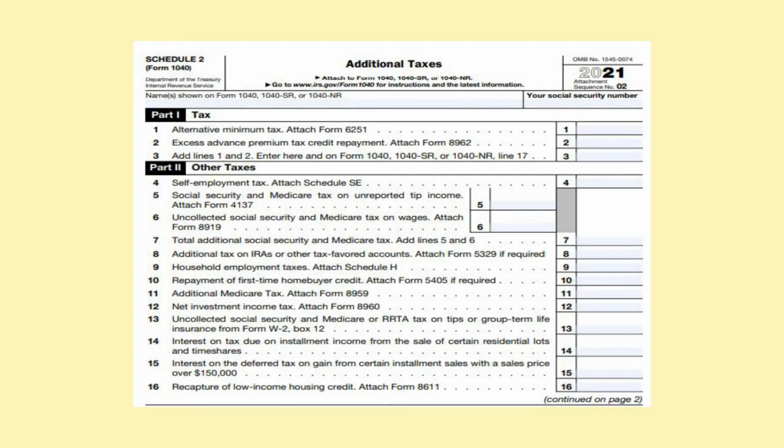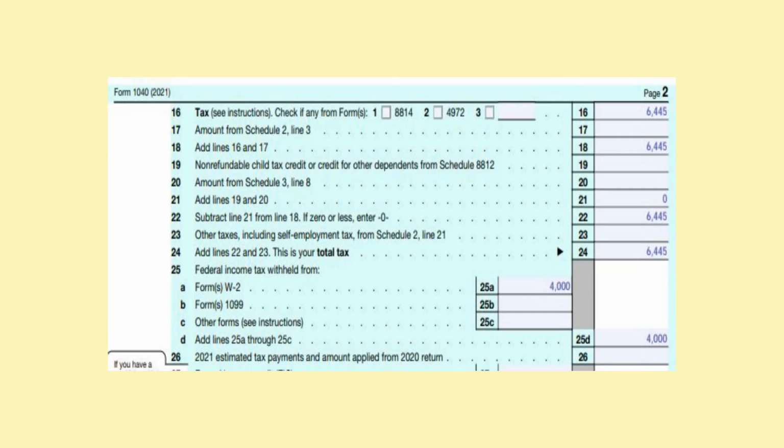The excess advance premium tax credit repayment is for individuals who throughout the year had their insurance premiums paid with financial assistance, and if they received too much financial assistance during the year, there will be a repayment, and that would go on line 2. Since that doesn't apply to this situation, line 3 for part 1 on Schedule 2 would be 0, and also line 17 on your Form 1040.